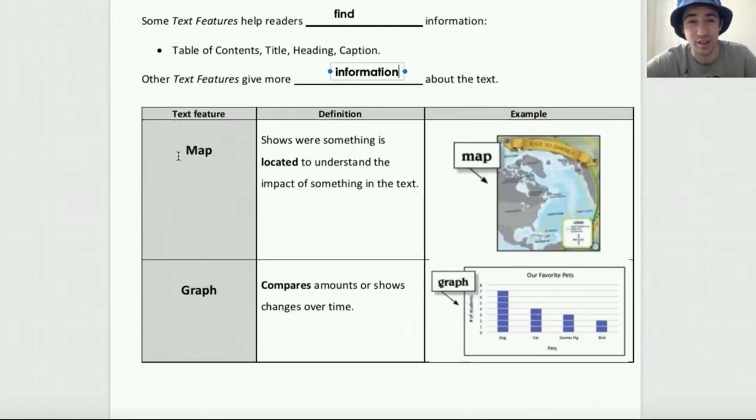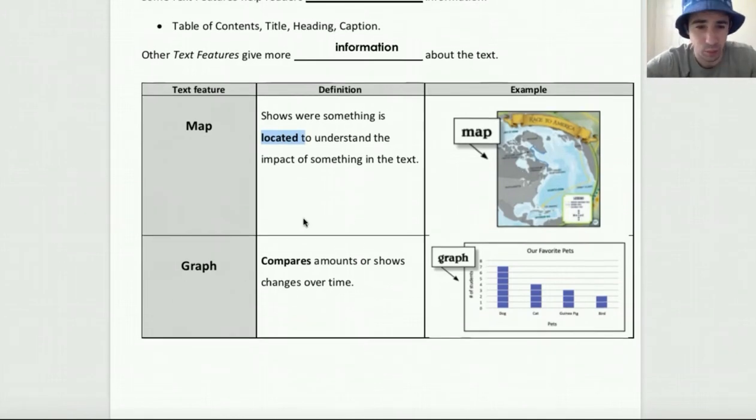The first one is a map. Maps show where something is located to understand the impact of a text, or something in a text. They might show us how large something is. They might show us where something is. We've all seen a map before, so we can continue to move on.